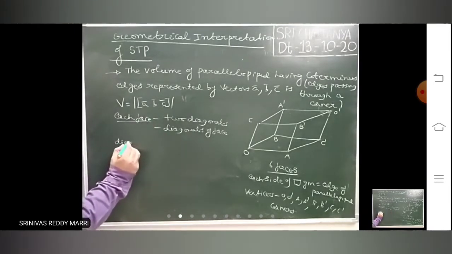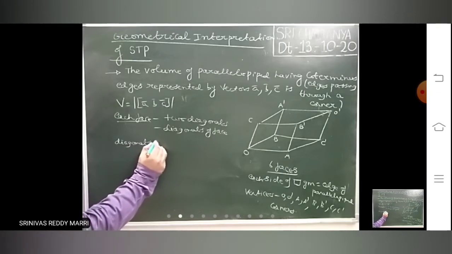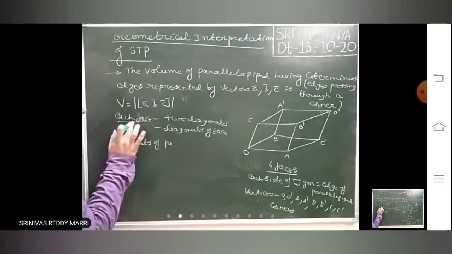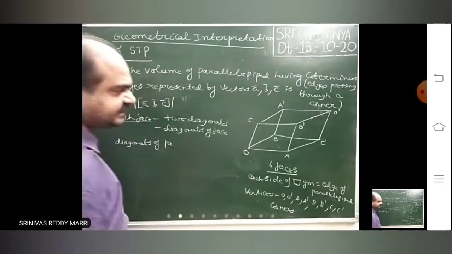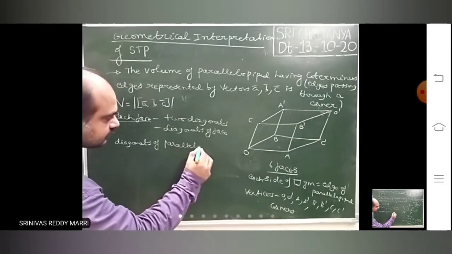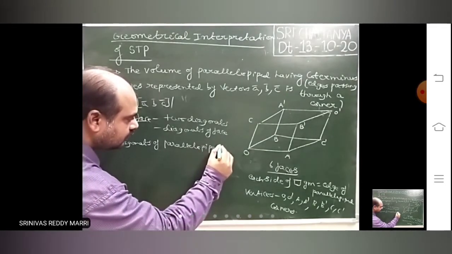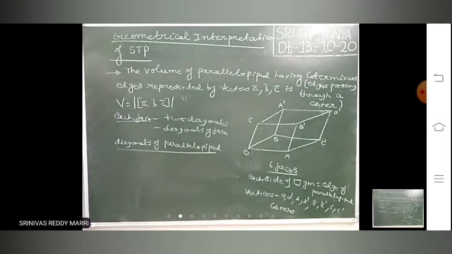Suppose diagonals of a parallelogram. Even in a cube, the same thing. Diagonals of the face means there will be squares here. So, diagonals of the parallelepiped. Diagonals of the parallelepiped means look here. I am telling you.